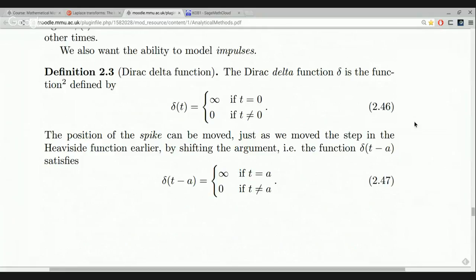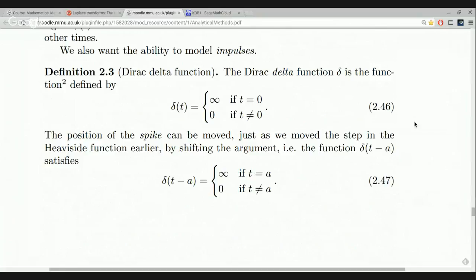Or we can also look at delta of t minus a, again shifting the argument, just like we did with the Heaviside function. So we can look at delta of t minus a. This will be the function which is equal to 0 everywhere, except for at this one point a, where we think of it as taking the value infinity. This impulse is a sudden delivery of energy to a system.